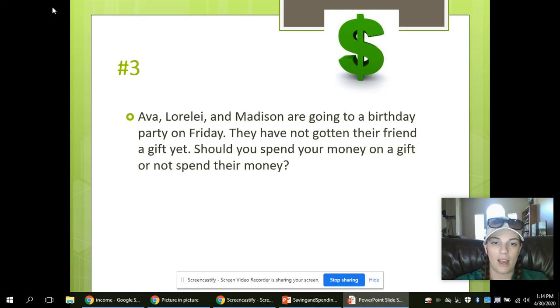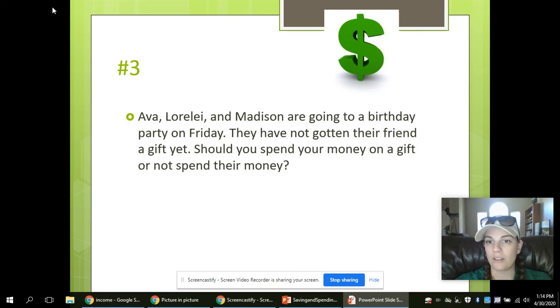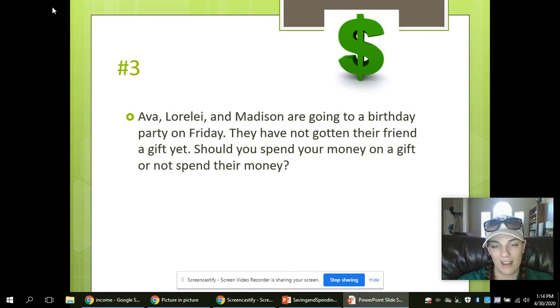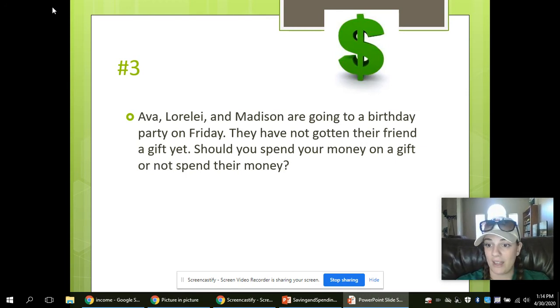Ava, Lorelai, and Madison are going to a birthday party on Friday. They have not gotten their friend a gift yet. Should they spend their money on a gift or not spend their money on a gift? This one's a little tricky. I think you should spend your money on the gift because your friend needs a present from you. If you're going to the birthday party, you would want to give them a present. So you might need to spend your money on a present for them.